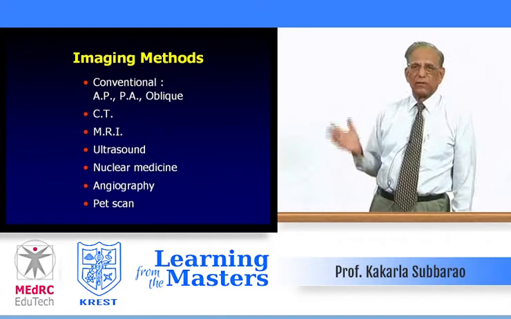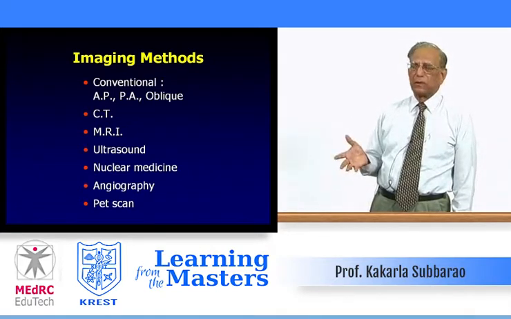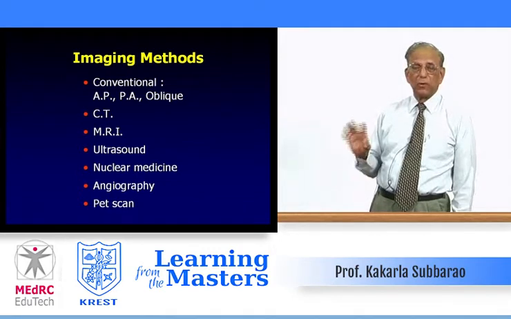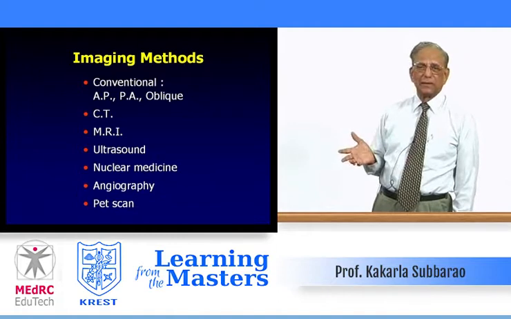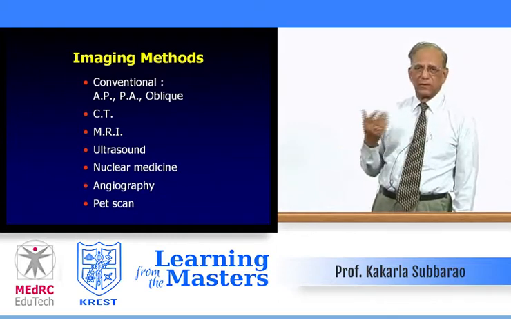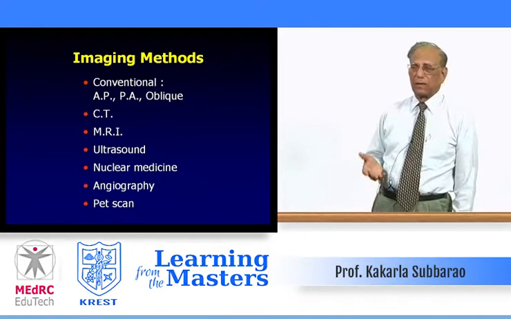The usual methods, conventional: AP view of the pelvis, which is comfortable, PA occasionally, and oblique views for the sacroiliac joints mainly. CT, it is spiral CT or conventional CT or multi-detector CT. MRI, magnetic resonance imaging. Ultrasonography, nuclear medicine, angiography, and PET scan.